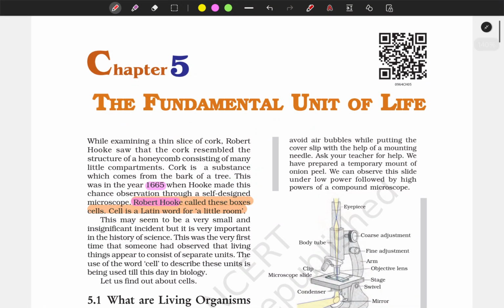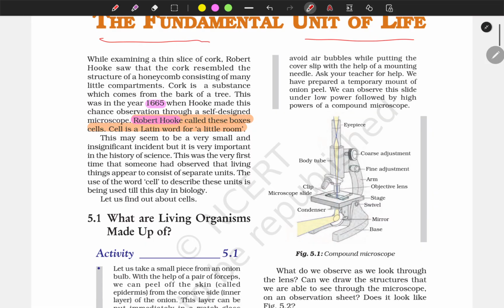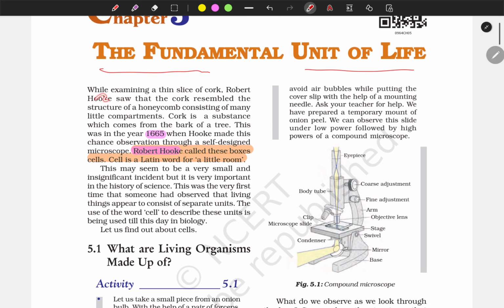In this video, we are going to revise chapter 5 of NCERT class 9, The Fundamental Unit of Life. Let's start with reading the first para. While examining a thin slice of cork, Robert Hooke saw that it resembles the structure of a honeycomb, consisting of many little compartments. Cork is a substance which comes from the bark of a tree.